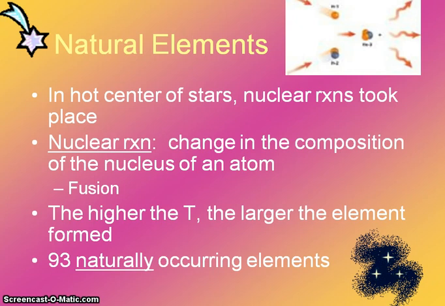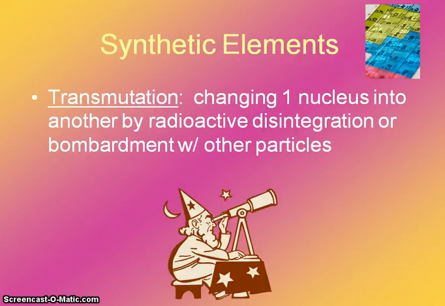Now, on our periodic table, there are 93 naturally occurring elements, or ones that just occur out in nature, and then the rest of them are synthetic elements. So synthetic elements, or man-made elements, can be put together in some different ways. One of those is through transmutation, which is another type of nuclear reaction, where you change one nucleus into another by either radioactive disintegration, where you're breaking down that nucleus, or by bombarding it with other particles and causing it to get larger.